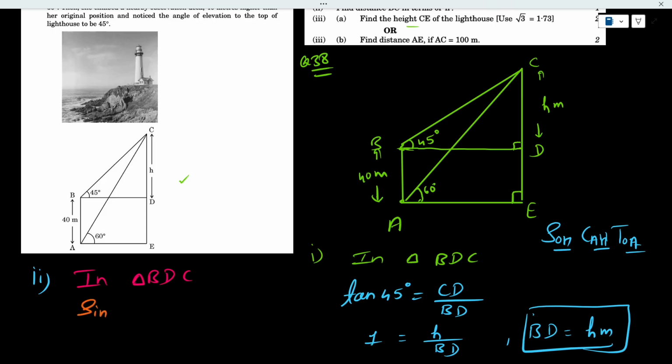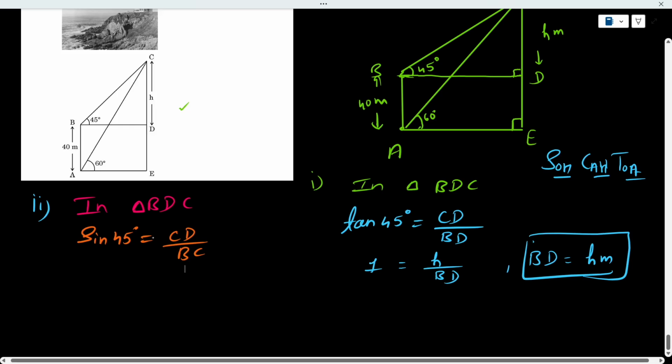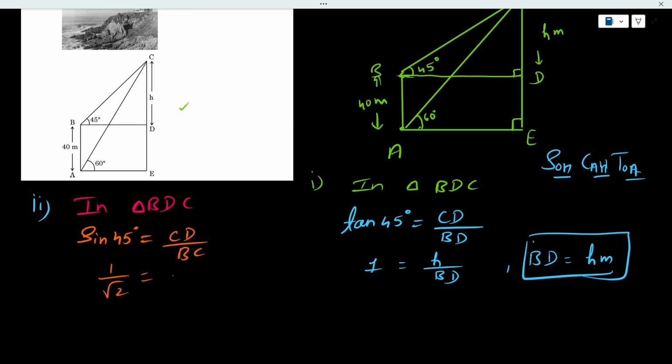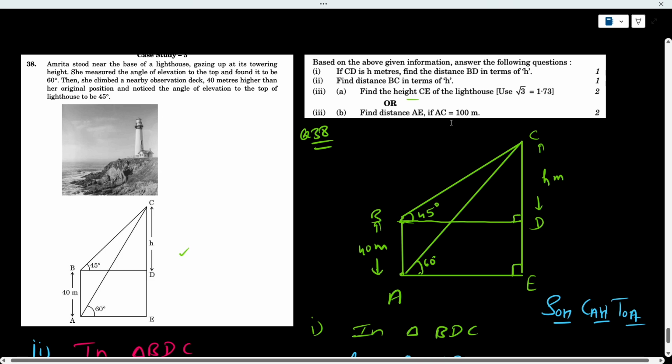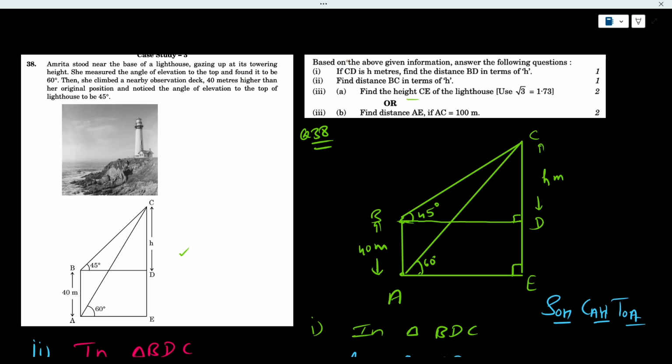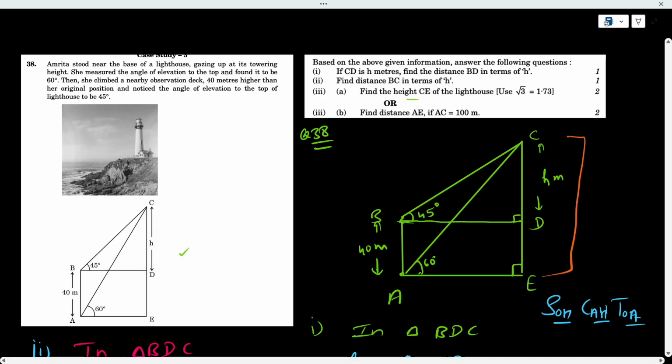Most of the questions are based on tan, but sometimes you get the other trigonometric ratios also. Opposite is CD, hypotenuse is BC. Now sine 45 is 1 by root 2, so 1 by root 2 equals H by BC. Doing cross multiplication, BC will be root 2 H meters. So you got BC also in terms of H, right? Now what is the next part here? We need to find the height CE of the lighthouse, and you have to use root 3 as 1.73. If I need to find the height of the tower, I need to take this full length, which is CE.